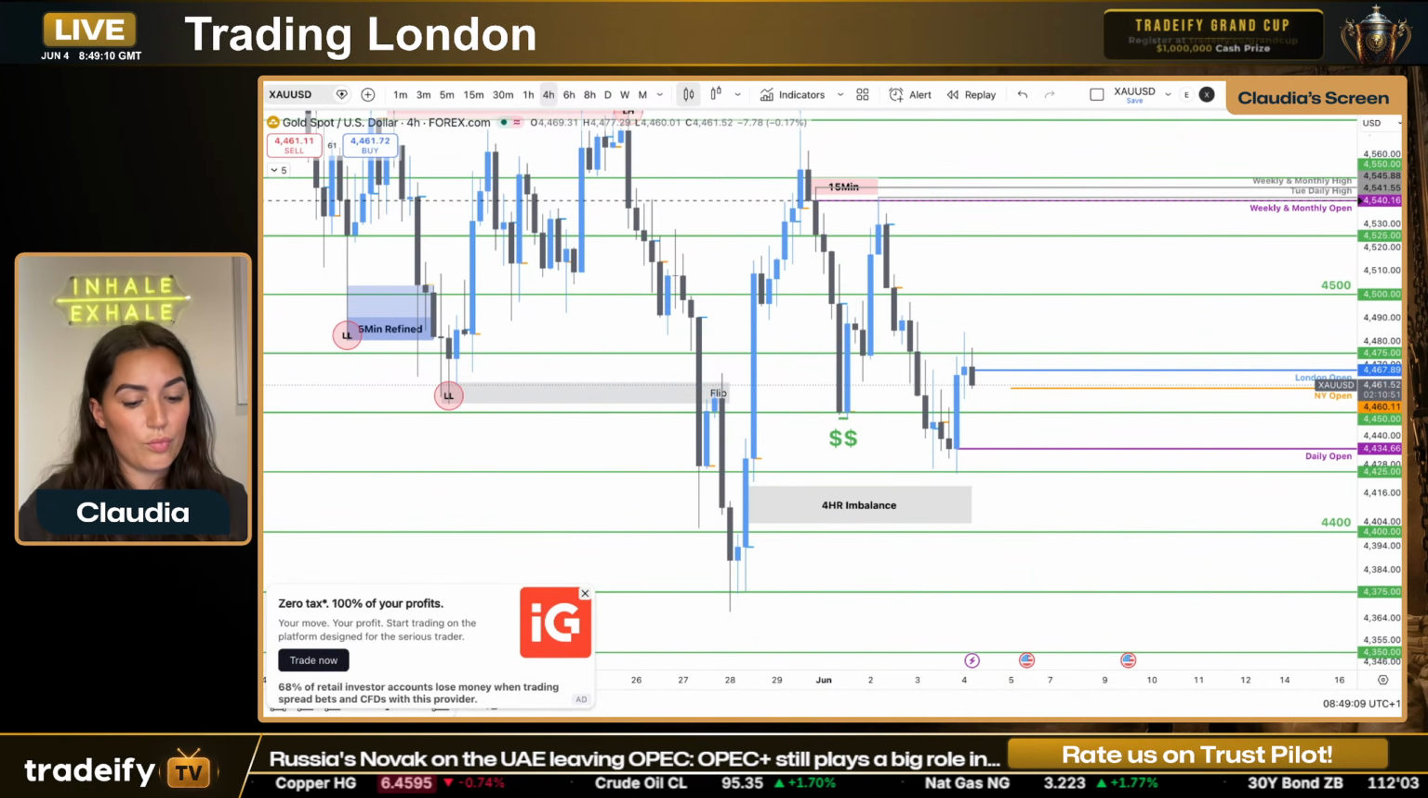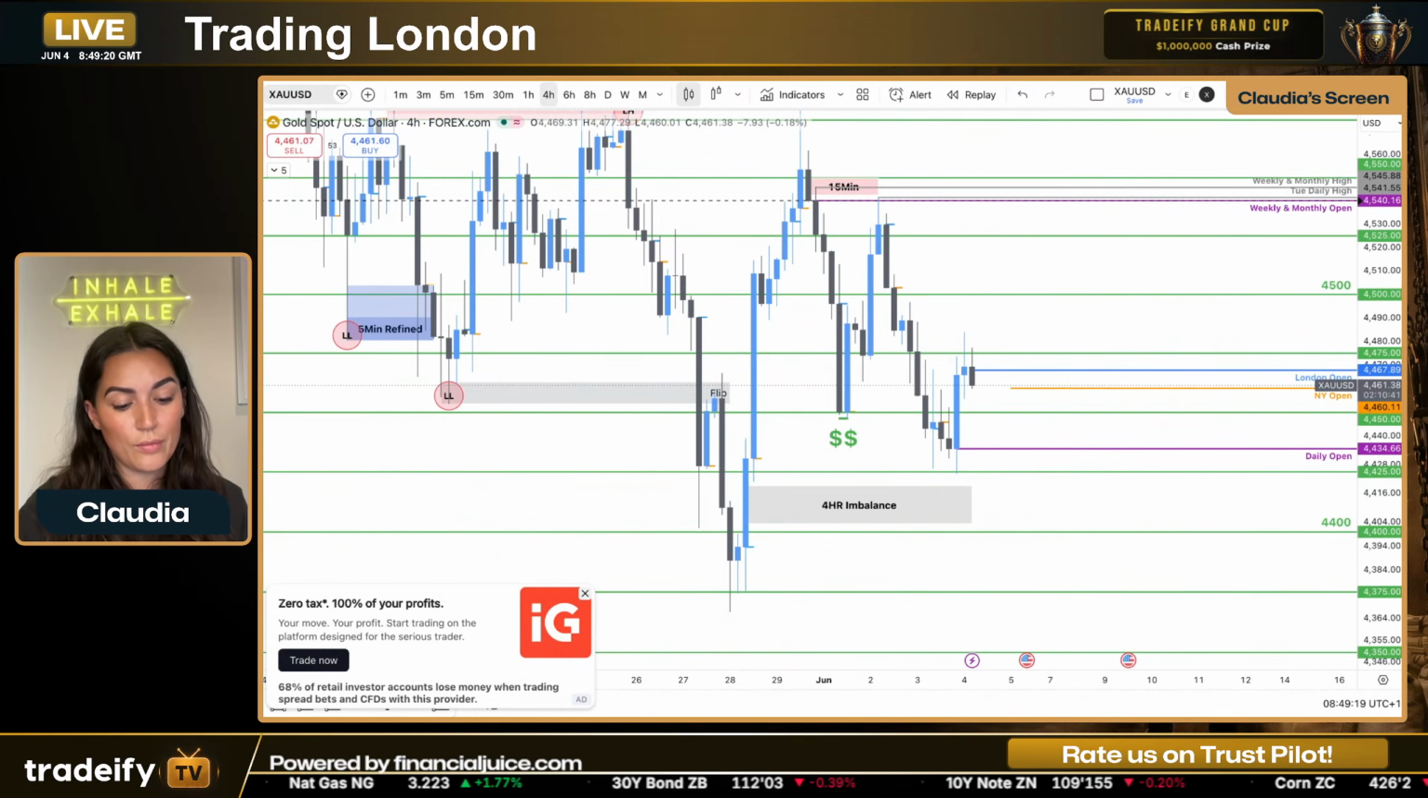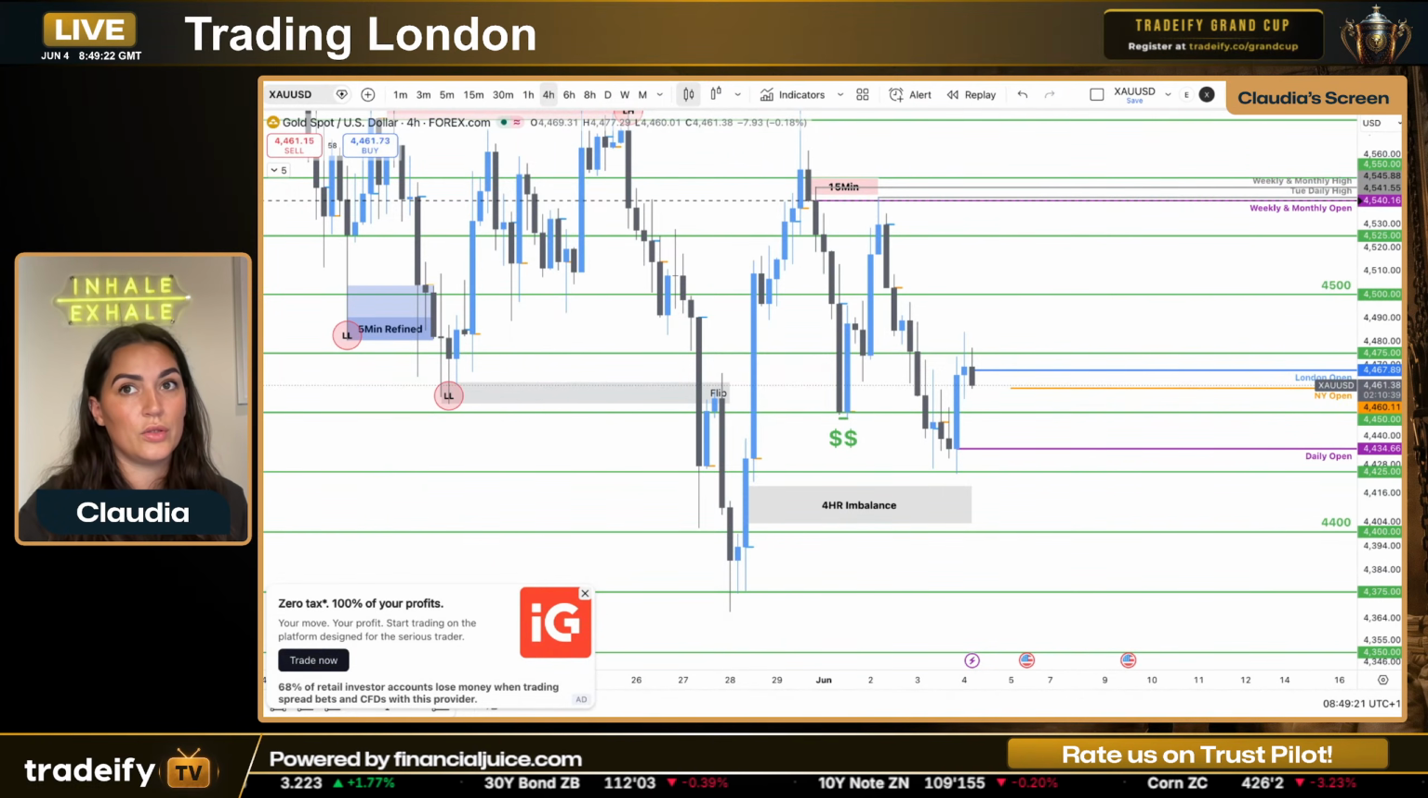So yeah, with regards to losing streaks, make sure that you're using risk that is in line with your risk threshold or your risk tolerance. Really, really important, and it's something that people often overlook.